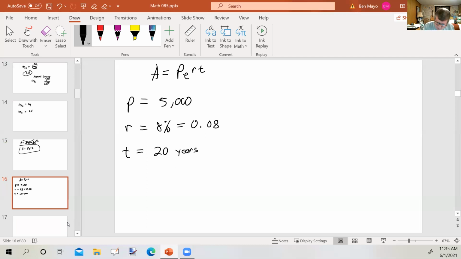Okay, so A equals 5,000 times e raised to the 0.08 times 20 years. Now, I have a couple of options. I can predetermine what 0.08 times 20 is and go from there, or I can just keep parentheses around that product and do it all at once. I'm going to go ahead and just do it all at once.